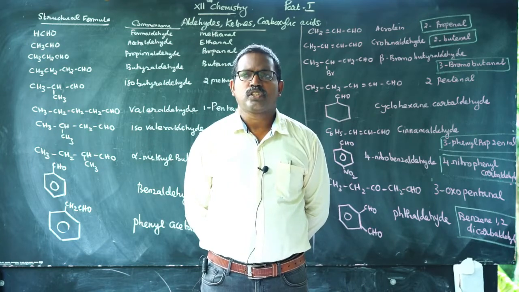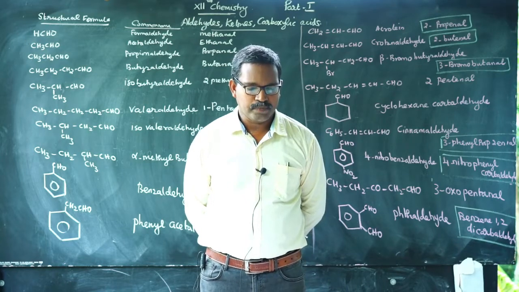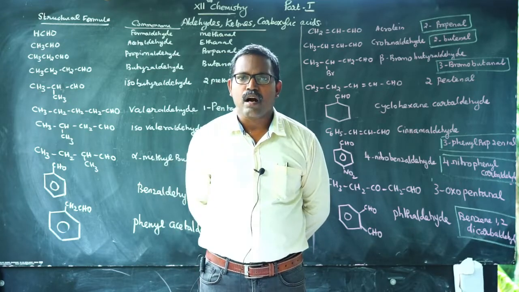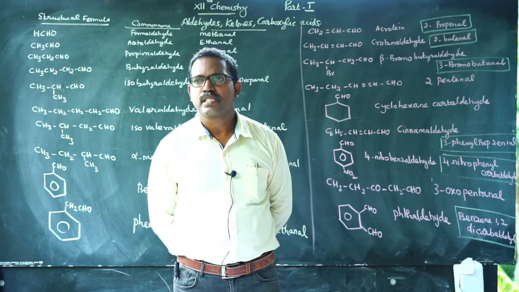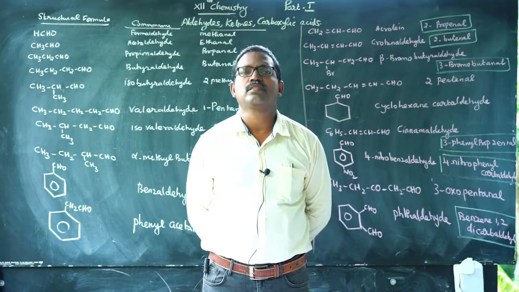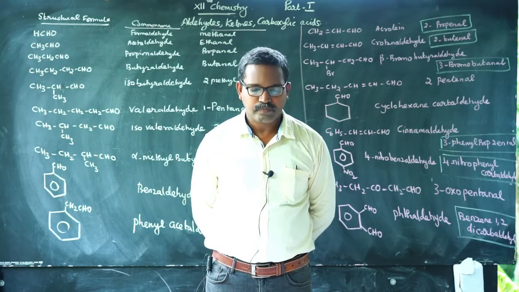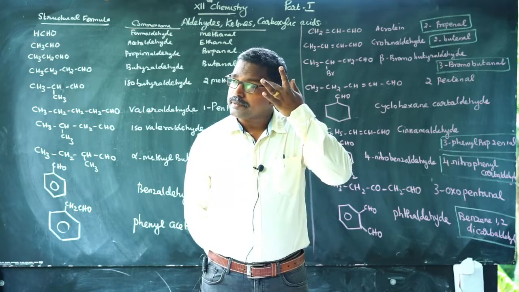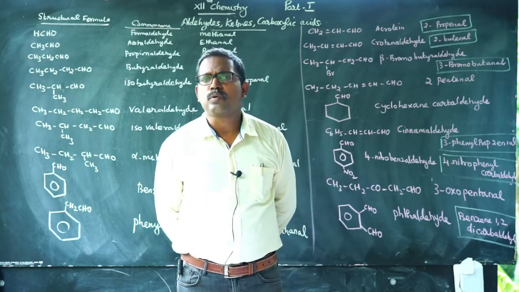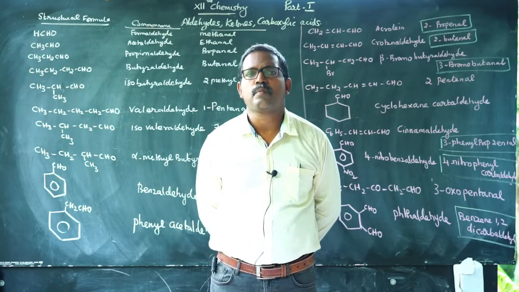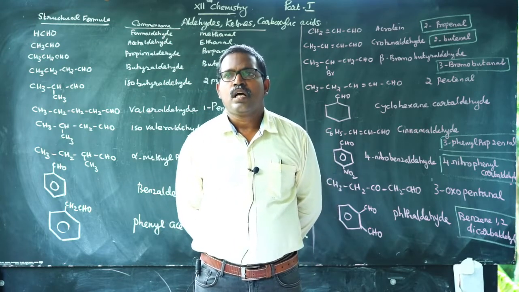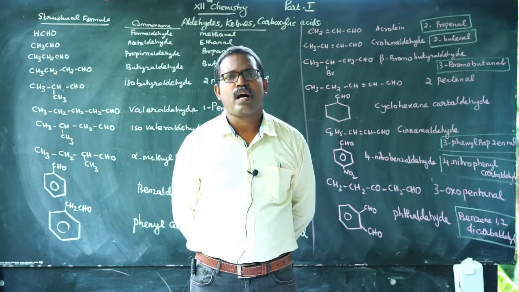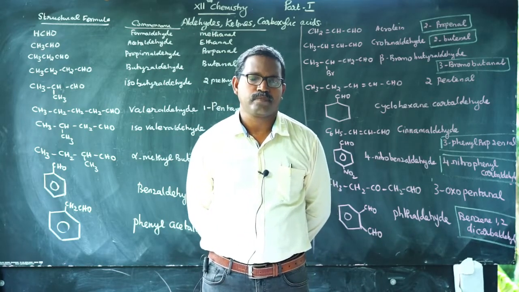A divalent group in which a double bond is present between carbon and oxygen is called a carbonyl group. The compounds containing the C=O group are called carbonyl compounds. Carbonyl compounds are classified into two categories, aldehydes and ketones.